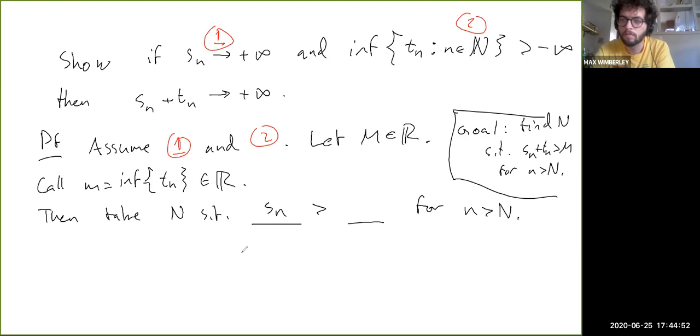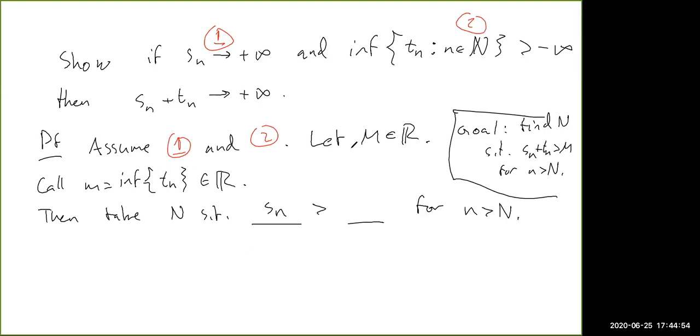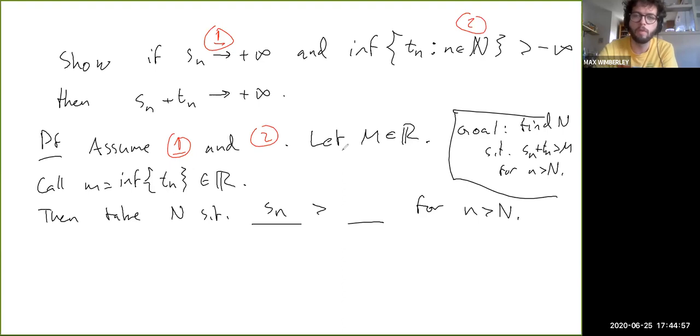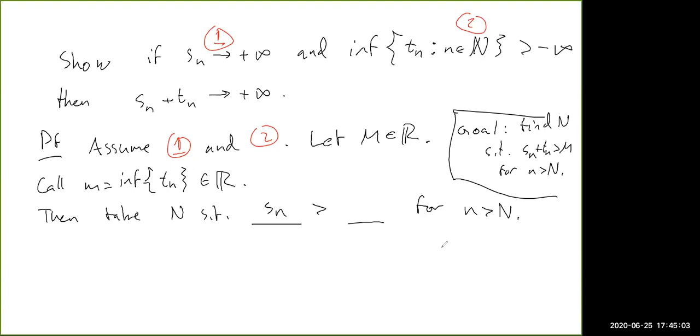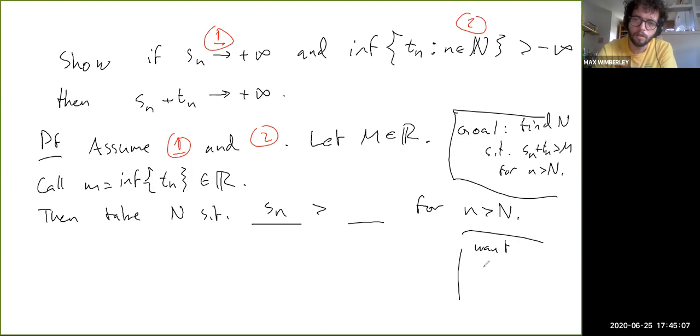Is it m? So not quite, right? Because we want Sn plus Tn to be greater than m, right? So let's go back to the goal maybe. We want Sn plus Tn to be greater than m, right? And that's equivalent to saying we need Sn to be bigger than m minus Tn, right?